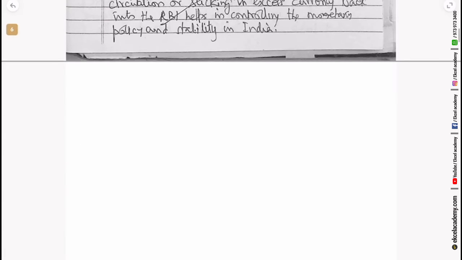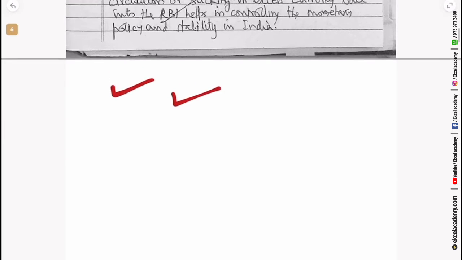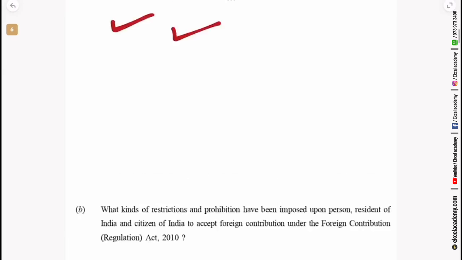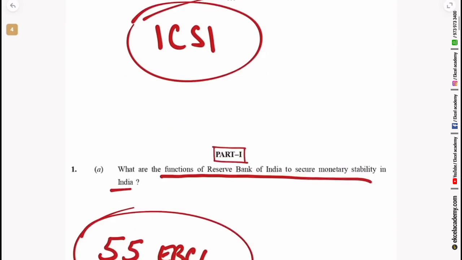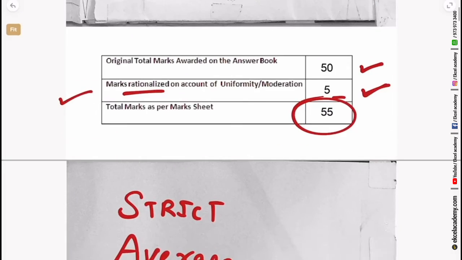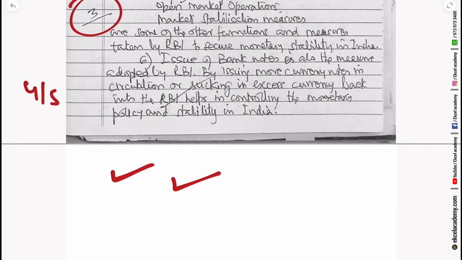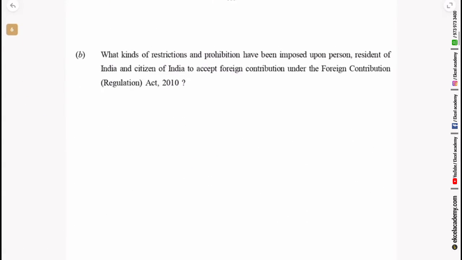All the points. So if you see here, there is very good quality, there is very good quantity, and the introduction is great, very well done. But as I told you, the corrections is slightly strict. That is why the rationalization of 5 marks has been added, because somebody else may have actually given 4 out of 5, but here 3 marks has been awarded.